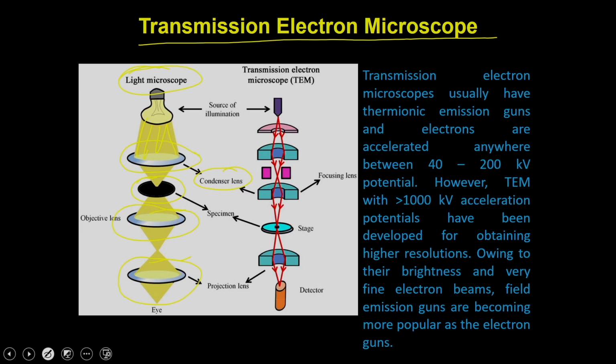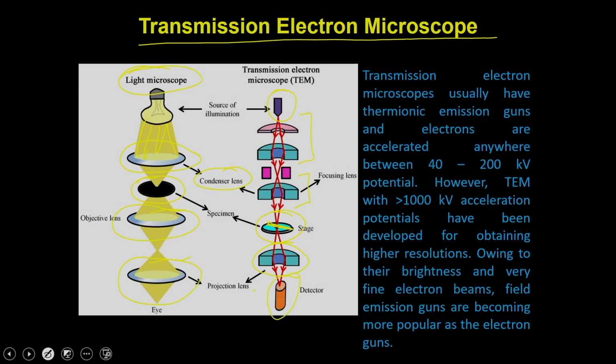Similarly, in the case of the transmission electron microscope, you have the electron gun through which the electrons are coming, and then you have the magnetic coils through which you can focus these electrons, and then you have the focusing lens, and that focusing lens is going to focus the beams, and then it is going to illuminate the sample which is kept on the stage, and whatever electrons come out from the sample are going to be focused by the projection lens, and then it is going to go on to a detector.